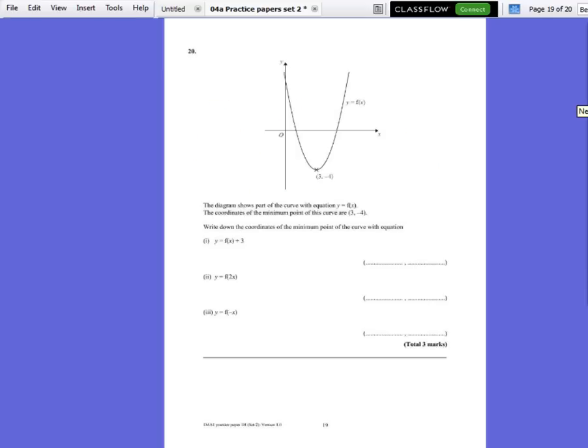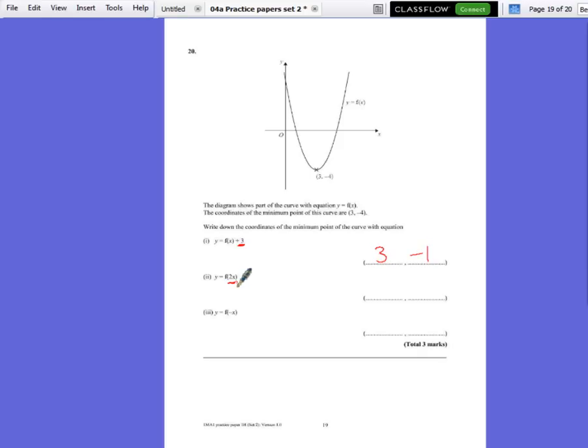Question 20. The diagram shows parts of the curve with the equation y equals f of x. The coordinates of the minimum point of the curve is (3, -4). Write down the coordinates of the minimum point of the curve with the equation y equals f of x plus 3. Well, if you add 3 to the end, all it does is move the graph up 3 places. So the x coordinate would stay the same, but the y coordinate would go from minus 4 to minus 1. It just moves up 3.